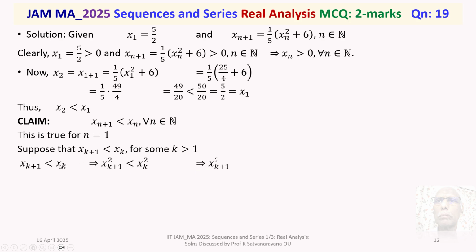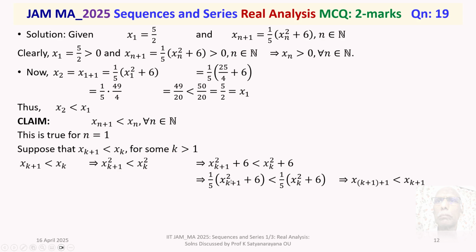So xk+1 less than xk will imply, squaring on both sides, xk+1 square less than xk square. Adding 6 on both sides, the inequality remains the same. Multiply throughout by 1 by 5, the inequality remains the same. And then this will be xk+1+1, this is xk+2, less than xk+1. So thus the result is true. xn+1 is less than xn is true for n is equal to k plus 1.